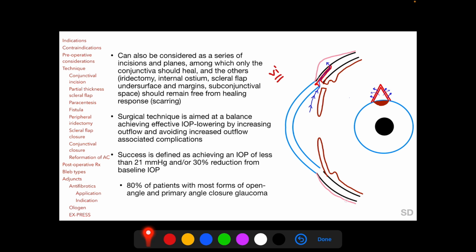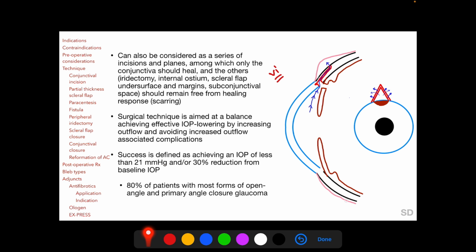So the surgical technique is aimed at achieving a balance between effective IOP lowering by increasing aqueous outflow while at the same time avoiding complications due to excessive aqueous outflow such as hypotony and endophthalmitis. Success of trabeculectomy is usually defined as achieving an intraocular pressure of less than 21 mm of mercury and/or achieving a 30% reduction from baseline intraocular pressure with or without additional anti-glaucoma medications.